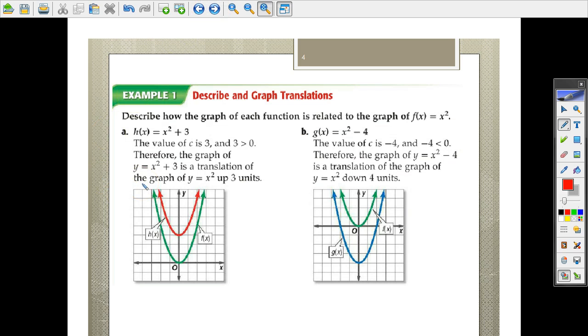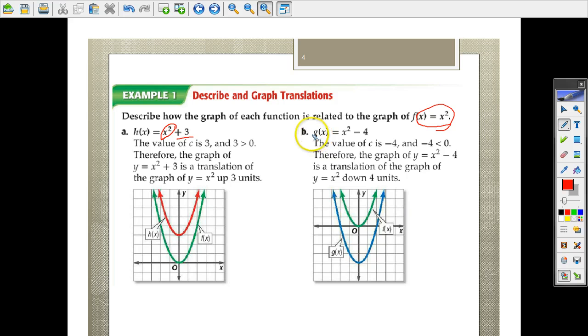All right, describe and graph translations. Describe how the graph of each function is related to the graph of f of x equals x squared. Here you have the original x squared, and you're adding 3. The green is the original, and for h of x, you went up 3. It's the same graph, you just go 1, 2, 3 up, and you just slide it up. Positive 3 means go up.